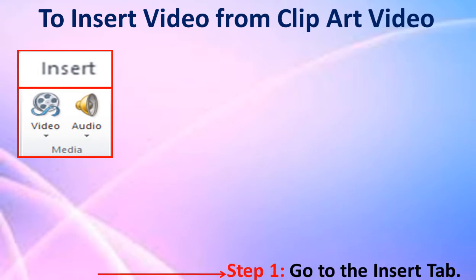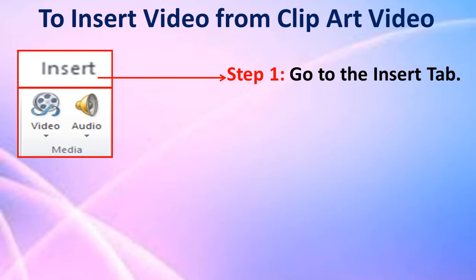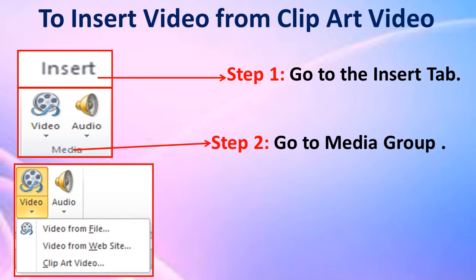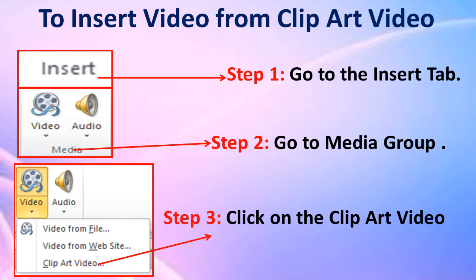We will now learn the steps to insert video from clipart video. To do this, our step 1 is go to Insert tab. Step 2 is you need to click on the media group. In the media group, you will have to choose video, and in the video option, you will have to choose clipart video. That should be step 3.